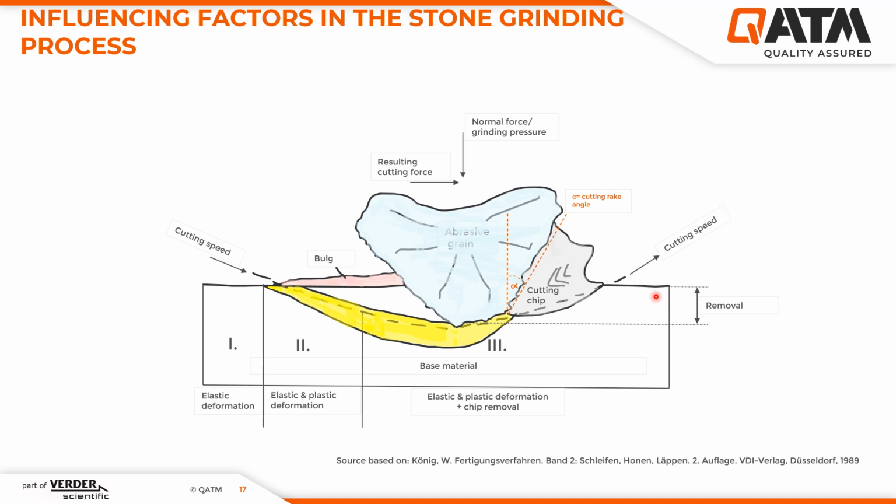The smaller the rake angle of the abrasive grain, the greater the chip volume and the material removal. The cutting rake angle of my abrasive grain can be changed only by dressing the stone. Therefore, the dressing process is very important.